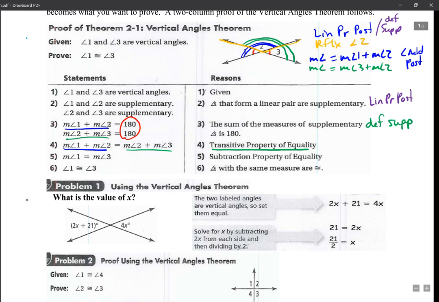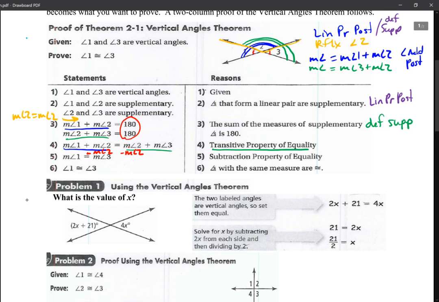Now, what am I going to do with these? Well, I am going to take angle 2 here and subtract out the measure of angle 2, because that's just a number. Oh, you know what they didn't put in here? That's very bad form. They should have added that the measure of angle 2 equals the measure of angle 2. Should have put that in right there, or it could go after that anytime before step 4.